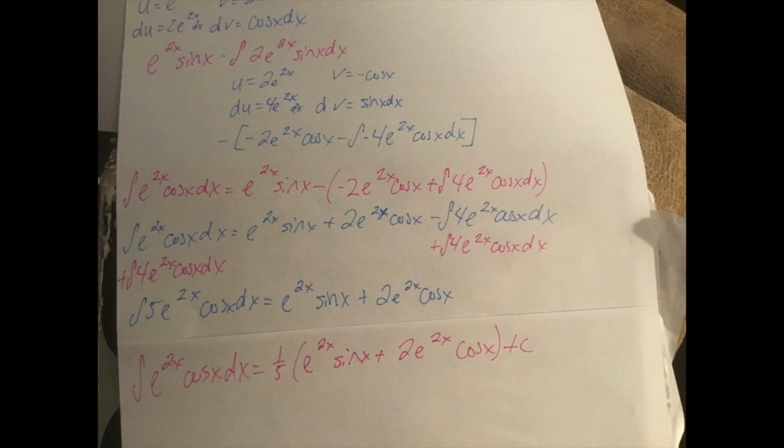And in this case, the coefficient was a 5, so we divided everything by 5 to solve for it, and then I just write it as a fraction. It's 1/5, and I factored it out.